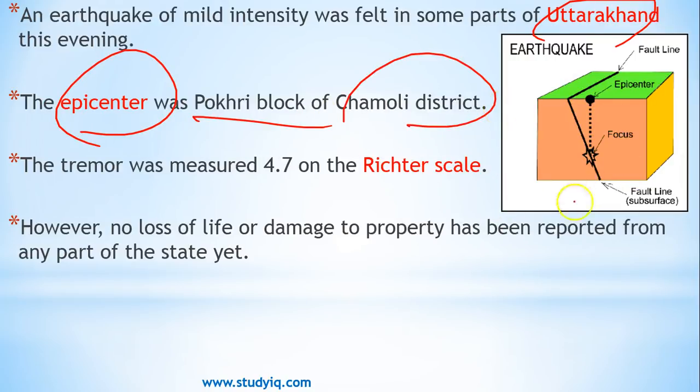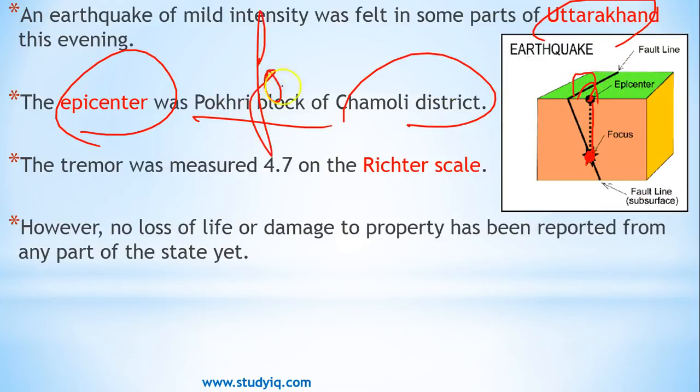The basic difference between epicenter and focus is that underneath the surface, you find the place where the earthquake actually takes place. That is called the focus point. And if you draw a straight vertical line from that focus point, then you reach the epicenter. That is the area on the surface on which we have buildings and our city or the place where we live, right?